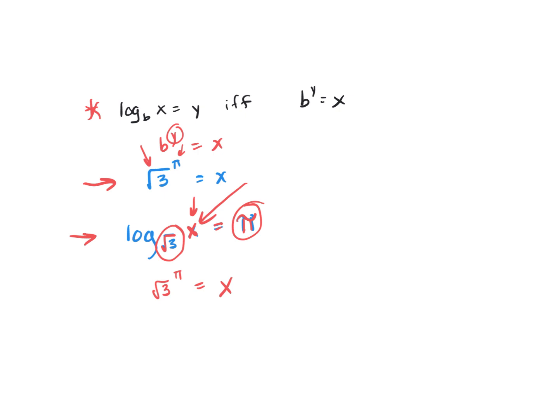So your expression is going to be log square root 3 x equal pi will be your answer.